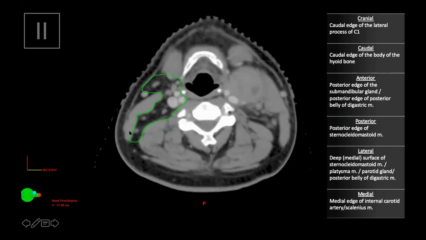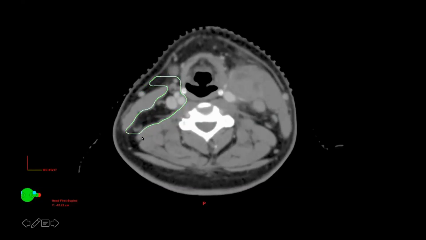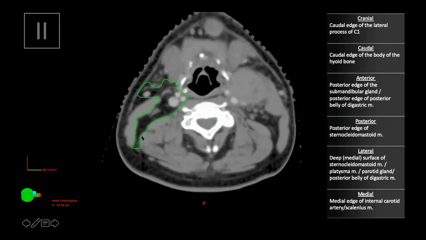So again, laterally sternocleidomastoid, over here the platysma, anteriorly submandibular gland, medially exclude the normal structures, include the carotid, and medially stay out of the paravertebral muscles. Okay, so level 2 over here at this level at the caudal edge of the hyoid bone continues as level 3. So we'll go back to 7B now.